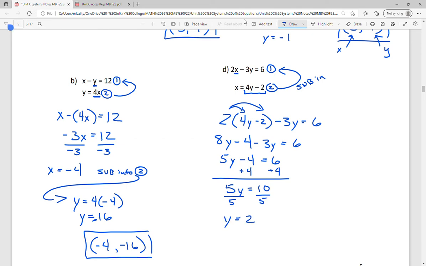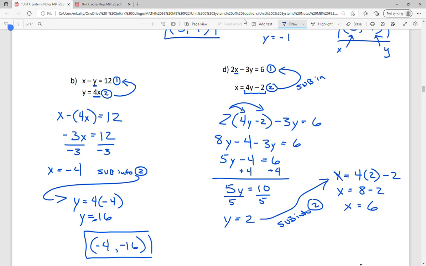So all good. I'm halfway there. I'm now going to take this value and I'm going to sub it into equation 2. That would give me that x equals 4 times 2 minus 2. I've replaced the y with a 2, like my instructions tell me to. So x would equal 8 minus 2, or x would equal 6.